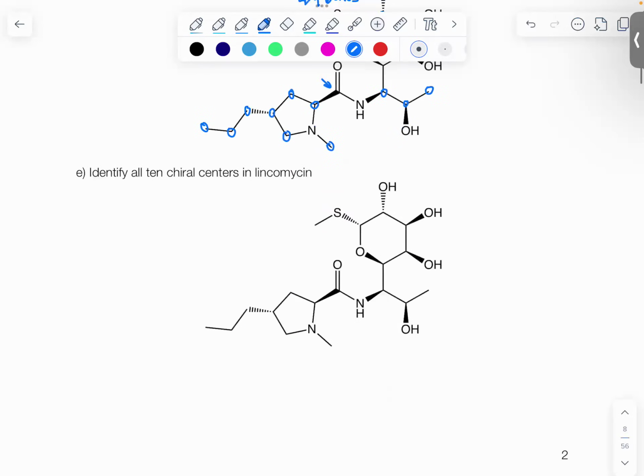So now we can identify our 10 chiral centers. If you'll remember my arrow trick, we can identify some of these very, very quickly. And so with that trick, we identify 9 of our chiral centers, and the only one missing is our unstable nitrogen chiral center.